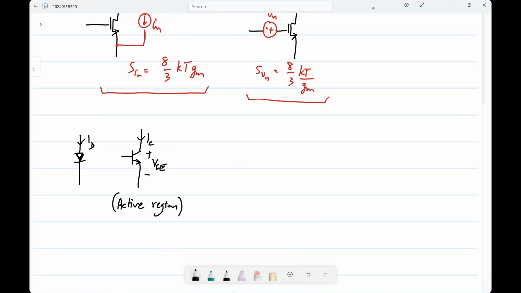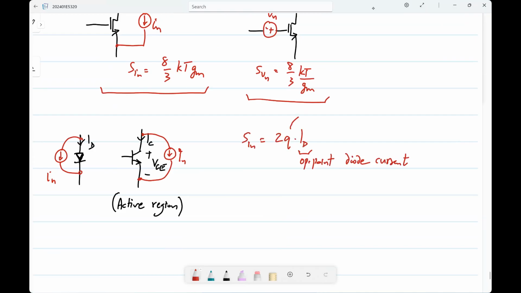It turns out that, as with everything else, as far as circuit designers are concerned, all we need to know is that there is an additional noise source, where it is, and the expression for its spectral density. For the diode, it turns out to be 2Q times ID, where ID is the operating point current flowing through the diode, and Q is the electron charge.